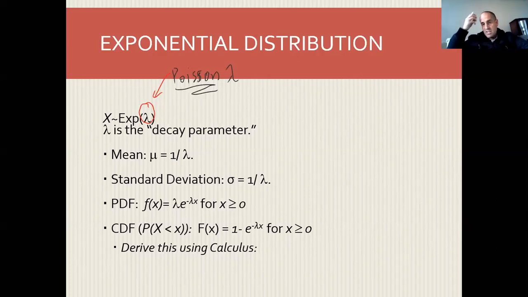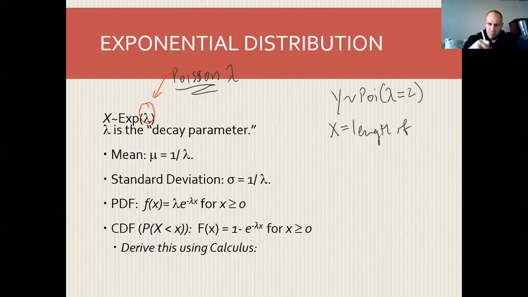Why does that make sense? Think about it for a second. Suppose you were observing y, which was distributed as Poisson with parameter lambda equal to 2, over some interval of time. And x is equal to the length of time to the first observation. Well then x would be distributed as exponential with parameter lambda equal to 2.